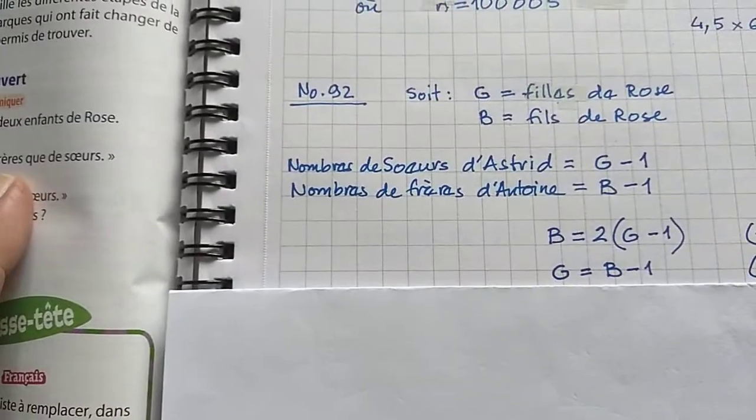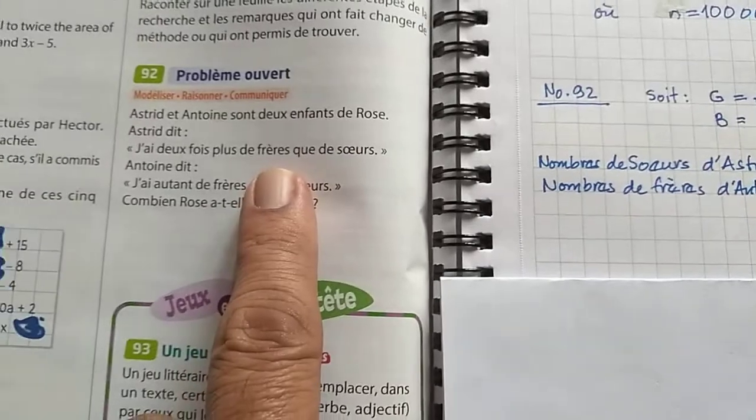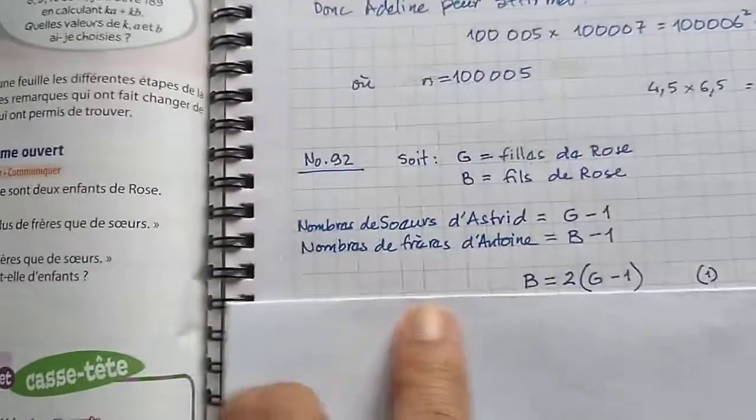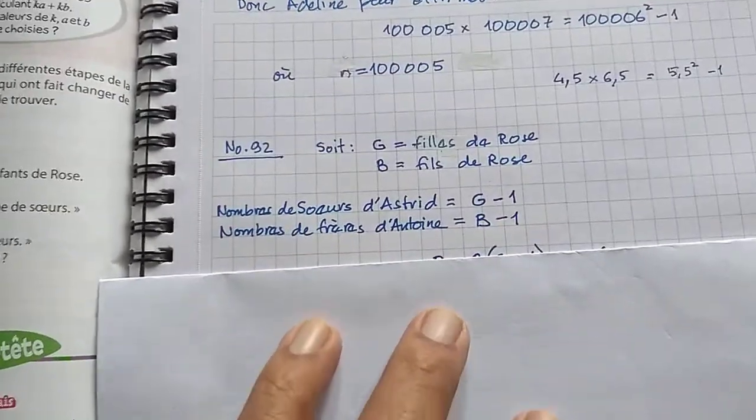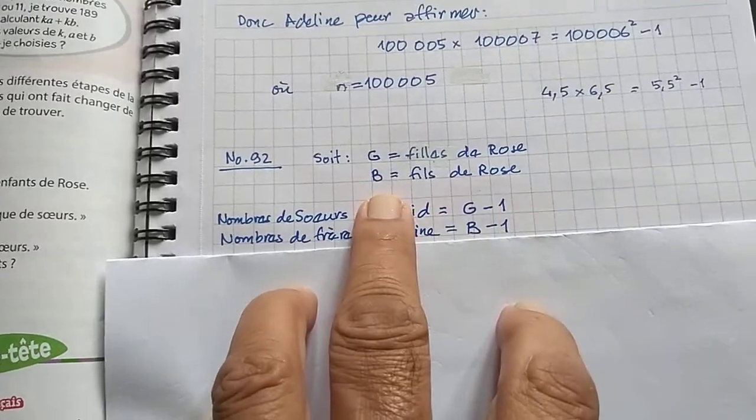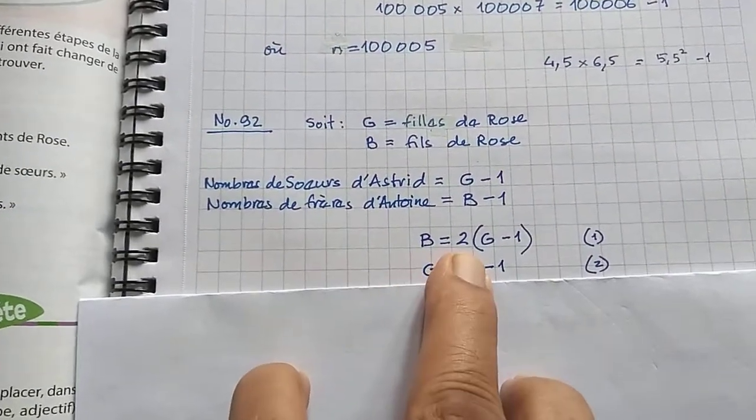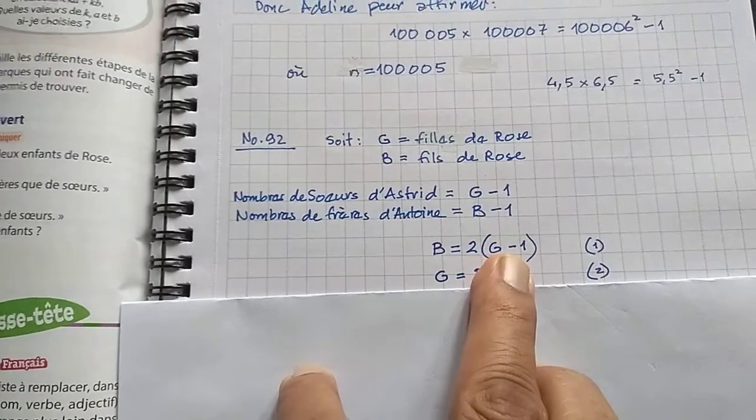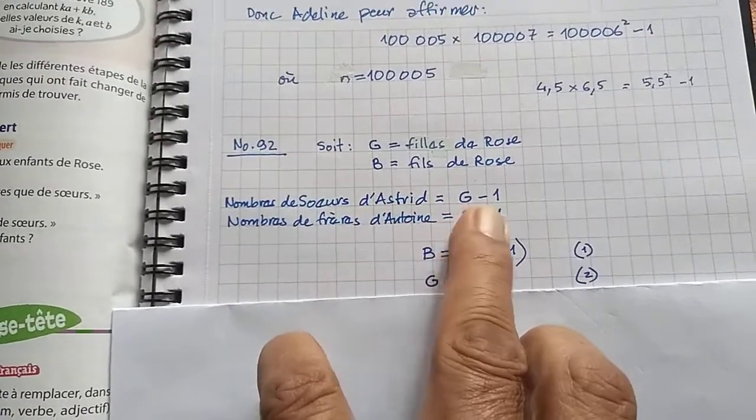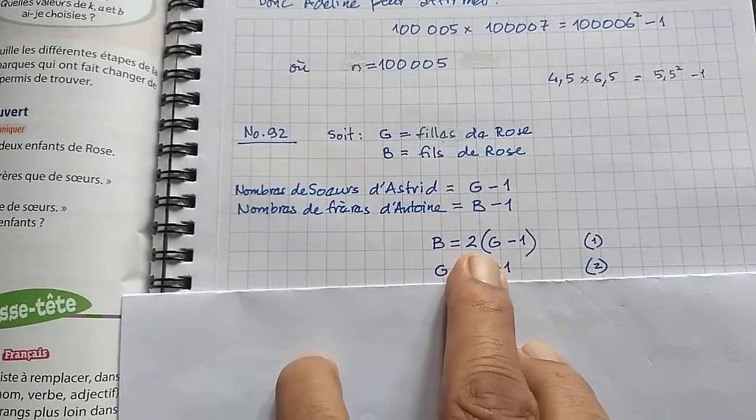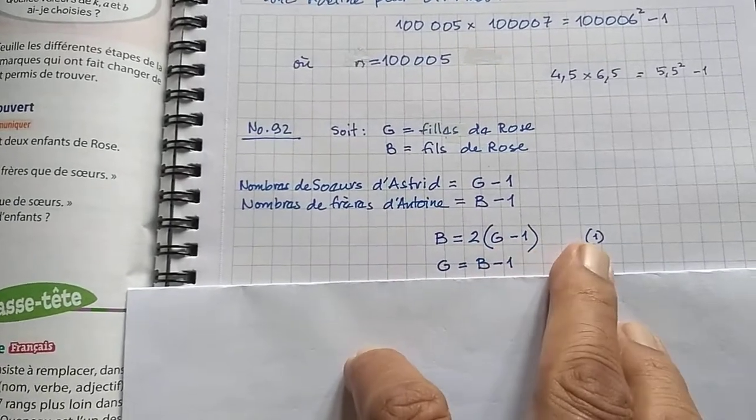So the number of frères, the number of brothers she has, is the number of boys that Rose has, the number of sons of Rose. So B is equal to 2 times G minus 1. G minus 1 is the number of sisters she has. So B is equal to 2 times G minus 1. This is equation 1.